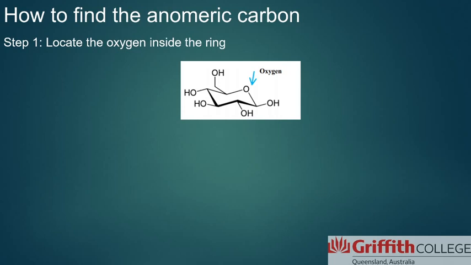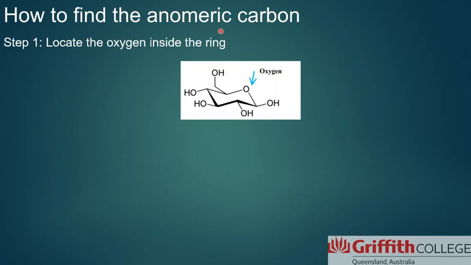Now, let's go through a foolproof way in which you can find this anomeric carbon, because it is at this anomeric carbon that it can be rotating around, so the hydroxyl group can be pointing up or pointing down, and it's also going to come into play when we're talking about our reducing sugars. So how do we find this anomeric carbon?